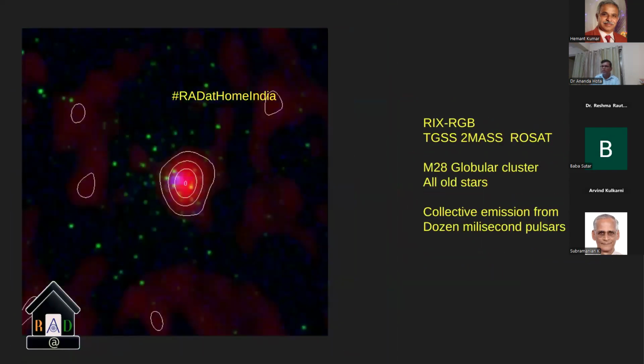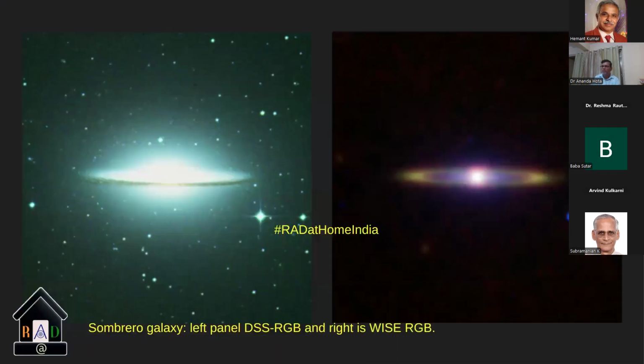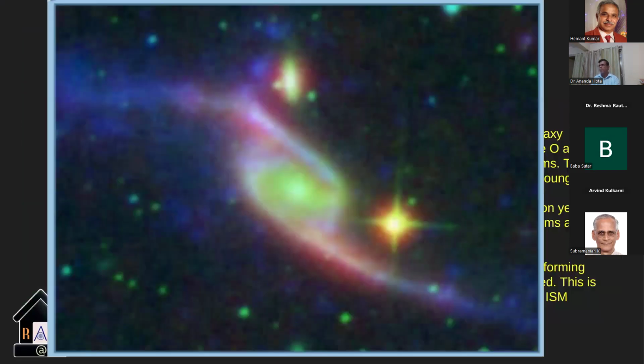Let me close this session with something else. So for example, this is an IOU picture, infrared, optical, UV picture. UV picture is shown here in blue, infrared picture is in red, and optical picture is in green.